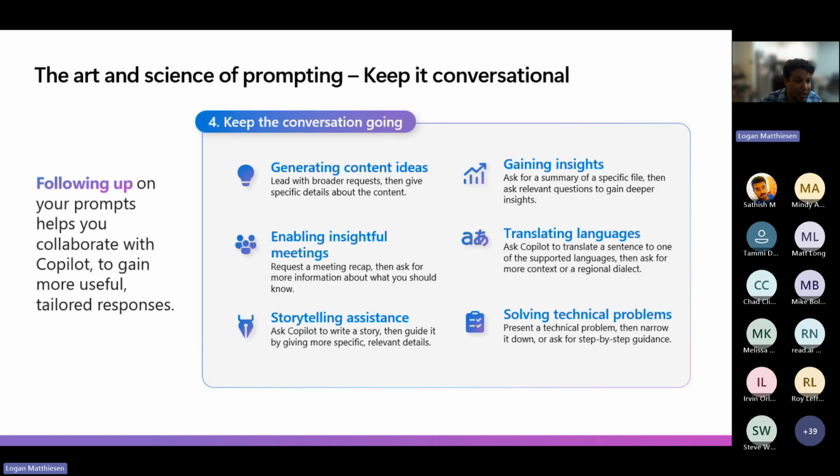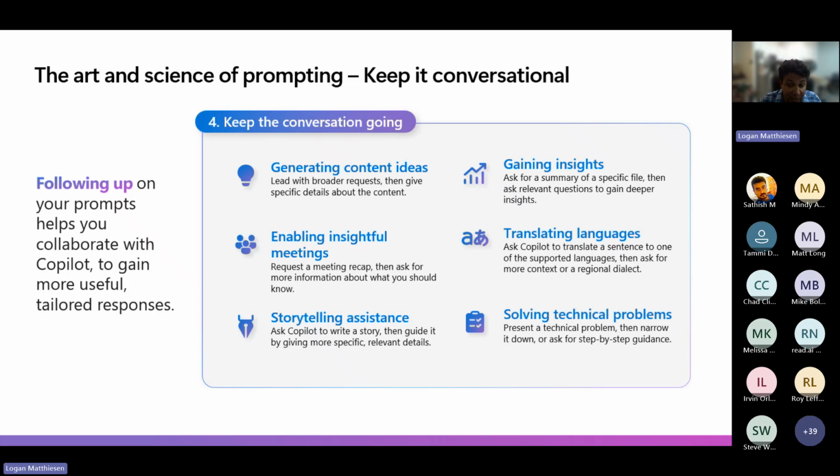So let's break down a couple of key examples here. For generating content ideas, you start with broad and general requests. For instance, you might ask Copilot for creative ideas for a blog post. But the magic happens when you follow up with more specifics, like the audience focus, the tone, or the desired outcomes. This iterative process is what's going to narrow down Copilot's response and get you better content.